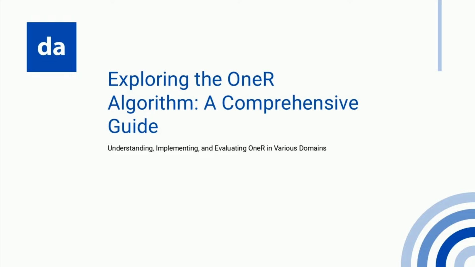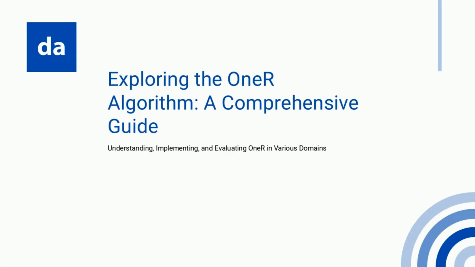Meet the OneR algorithm, a method so straightforward it might make you skeptical. Just one rule based on one predictor, yet powerful enough to provide meaningful insights with minimal computation. Sounds too good to be true? Stick around, because what I'm about to show you will change the way you think about simple models in machine learning. But first, let's break it down.